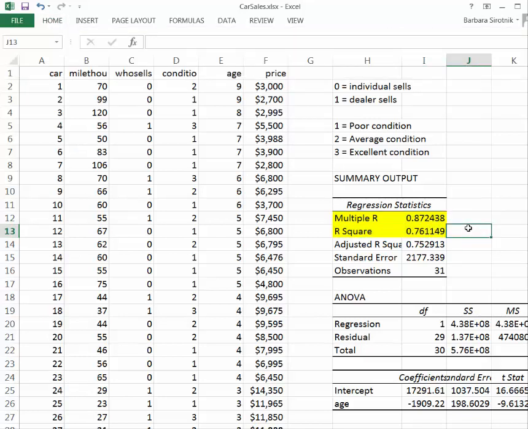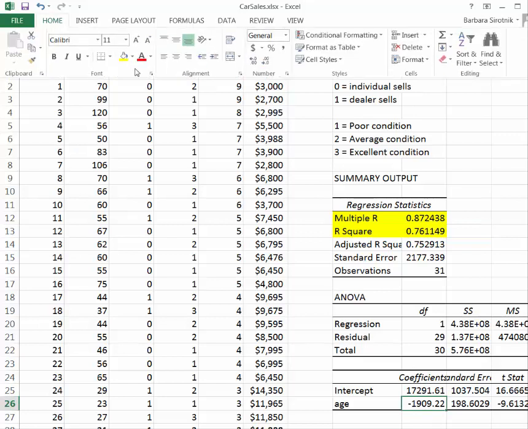According to the graph, it should be a negative relationship. The older the car, the lower the price. I'm not seeing that in this multiple R. What I am seeing, however, is that my slope is a negative number. So what's going on here?